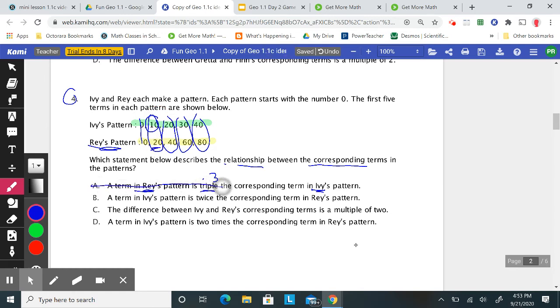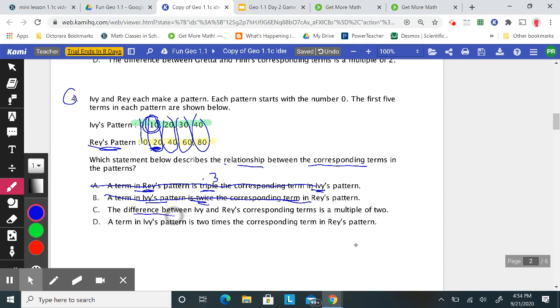So that doesn't work. B, a term in Ivy's pattern is twice the corresponding term in Ray's pattern. Ivy's pattern is 10. Is that twice Ray's pattern? Twice Ray would be a 40. That doesn't work.